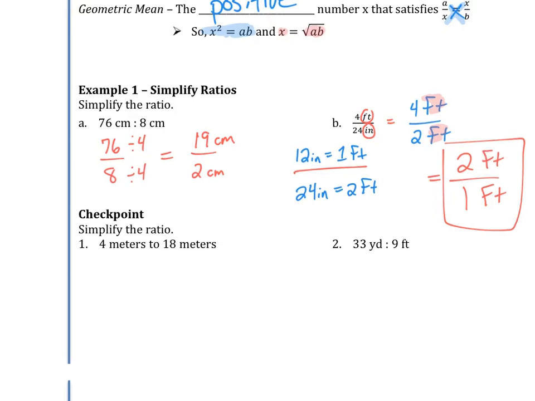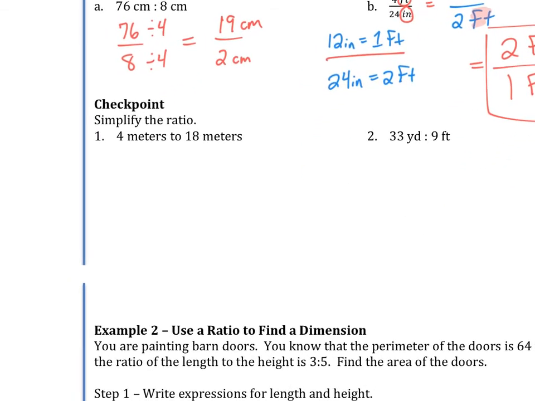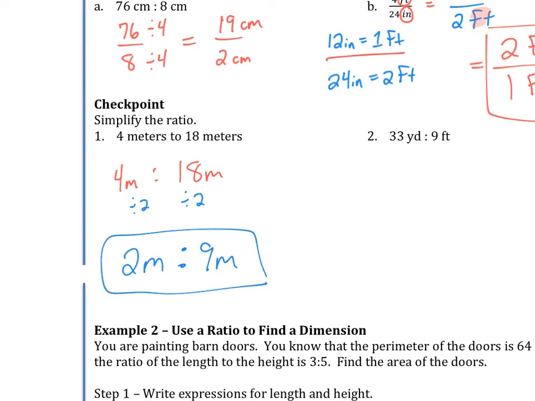Okay, then we have a checkpoint. I'll run through the checkpoint with you. 4 meters to 18 meters can be written like this. Both of these are divisible by 2. When you divide by 2, you will get 2 meters to 9 meters. You could write it as a fraction, or you can write it with a colon like this. It's the same thing.